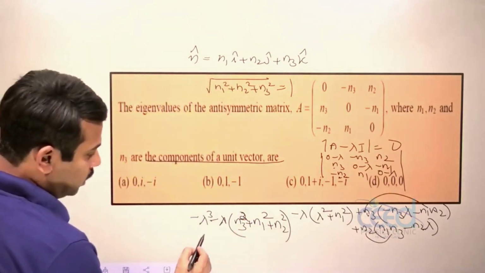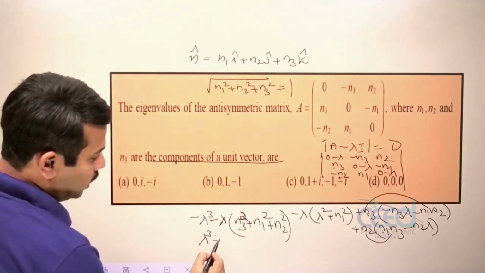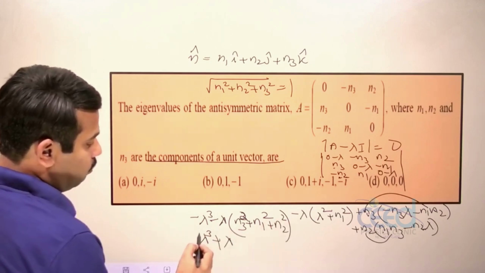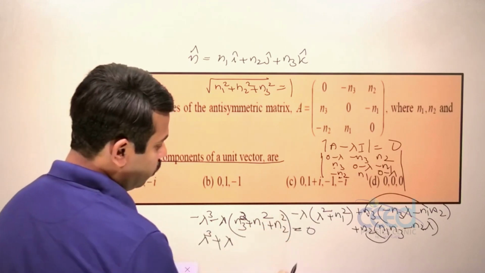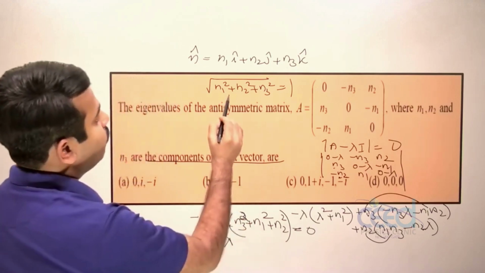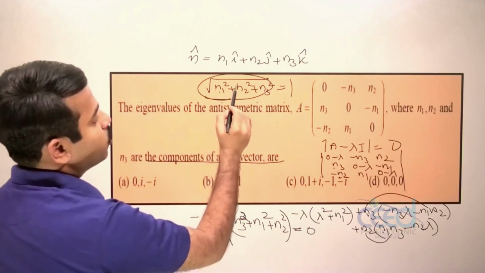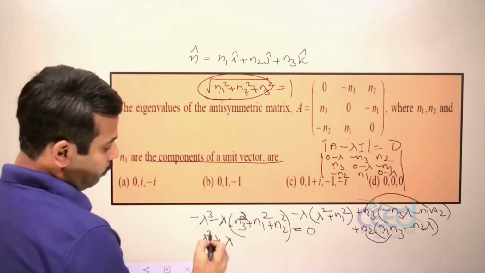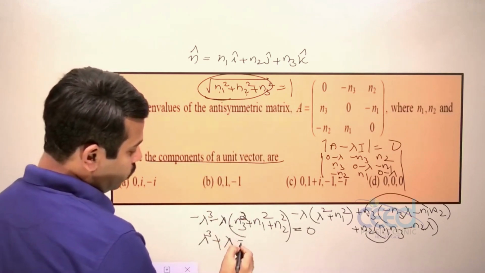So the remaining can all be written. That means lambda cube plus lambda into this, minus going to this, is equal to 0. Now this part is 1, right. This part is 1 we know, because n1 square plus n2 square plus n3 square is equal to 1. So lambda cube plus lambda is equal to 0.